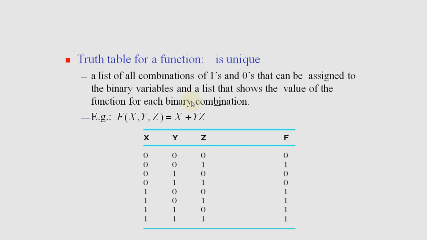The truth table of this function is unique. Here we can see a list of all combinations of ones and zeros that can be assigned to the binary variables, and a list that shows the value of the function for each binary combination. Here this one is x plus y z bar. So this is the truth table for these three variables, and this is the resultant function F for the value of x plus y z bar.